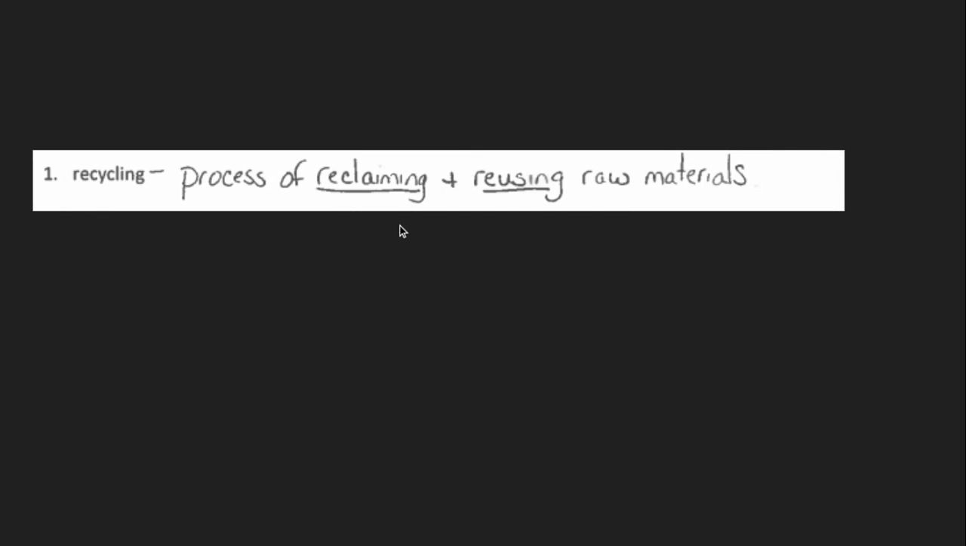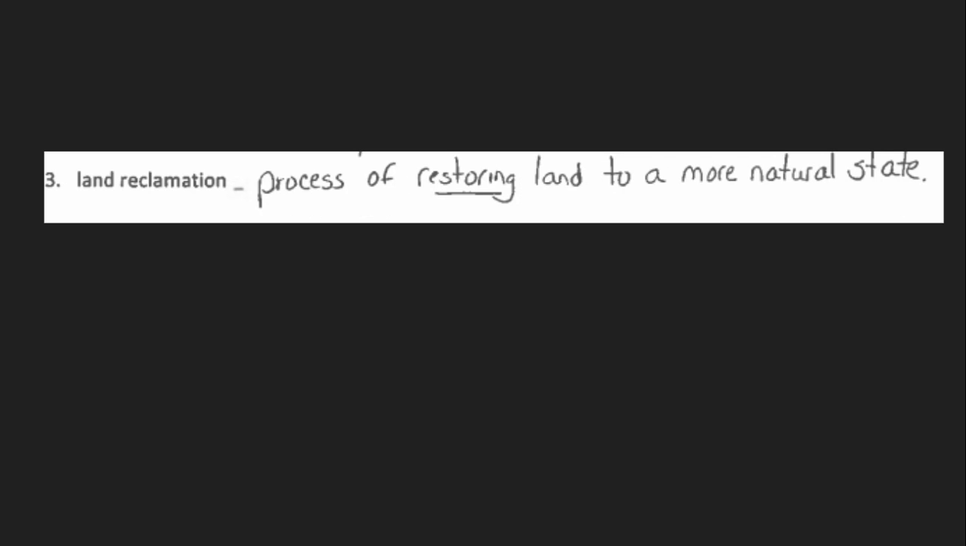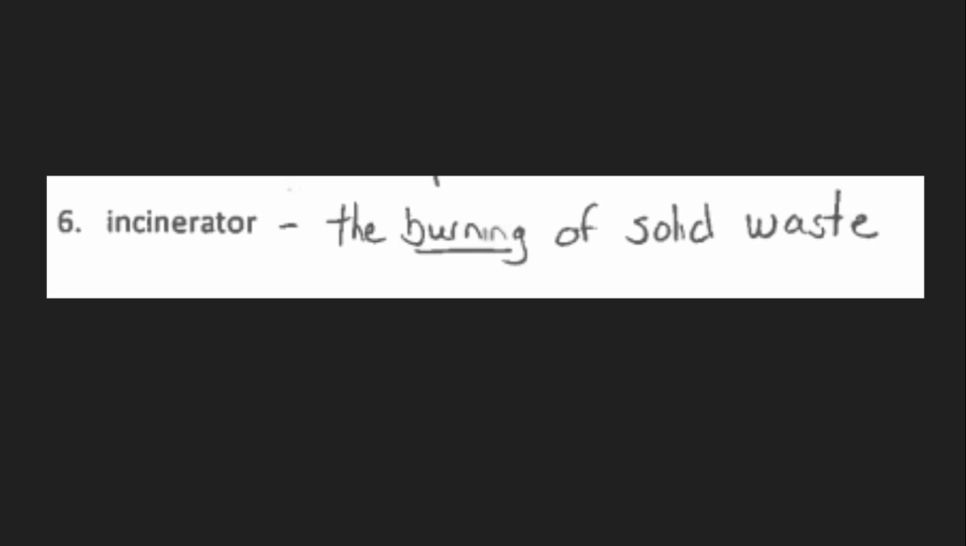Okay, so here's the definitions. You have recycling. This is the process of reclaiming and reusing raw materials. Composting, the process of helping biodegradable waste to decompose naturally. Land reclamation. This is the process of restoring land to a more natural state. Photochemical smog, a thick brownish haze formed when certain gases react with sunlight. Acid rain, precipitation that is more acidic than normal because of air pollution. Incinerator, the burning of solid waste.